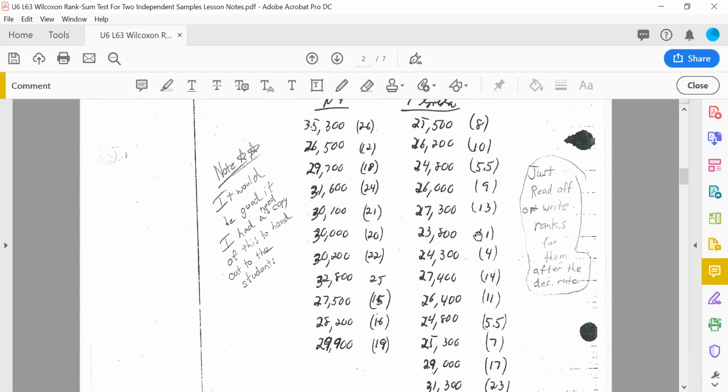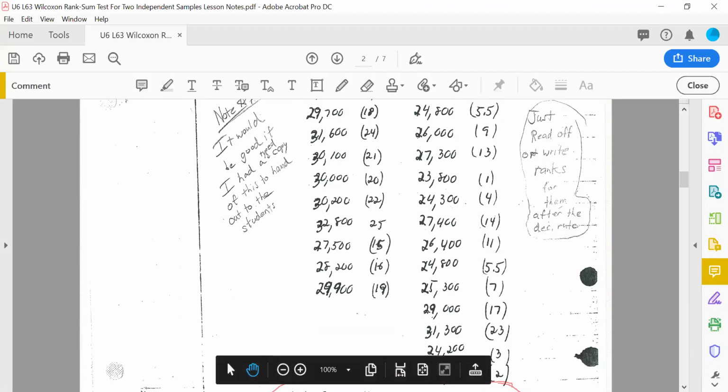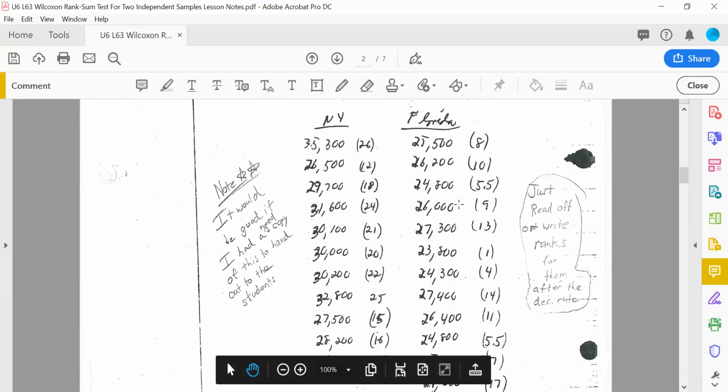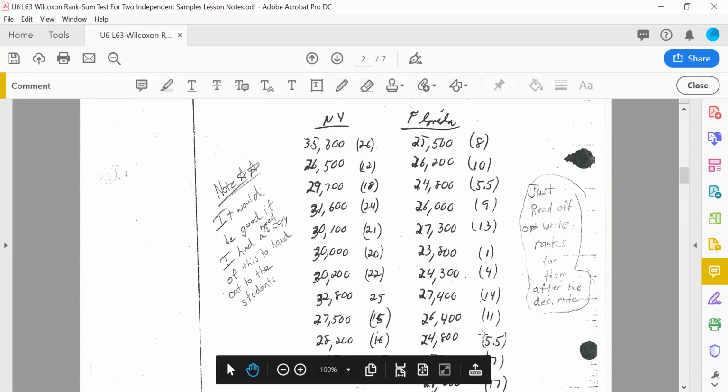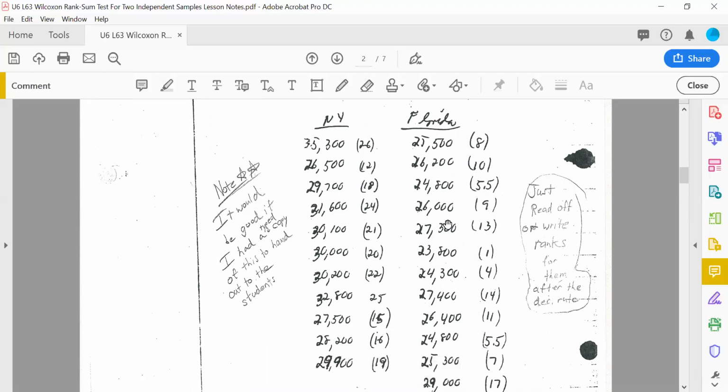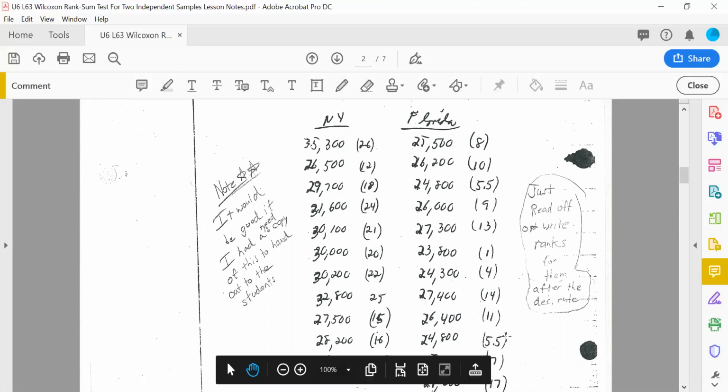So 23,800 is the lowest number that gets the #1 rank. 24,100 is 2, 24,200 is 3, 24,300 is 4. Then there's a tie for 5th and 6th. There's 2 numbers at 24,800 here and here. They would get ranked, this is important, I hope you're paying attention, they would get ranked 5 and 6, but because they are the same numbers, you average the ranks. So they both get ranked 5.5 and 5.5.